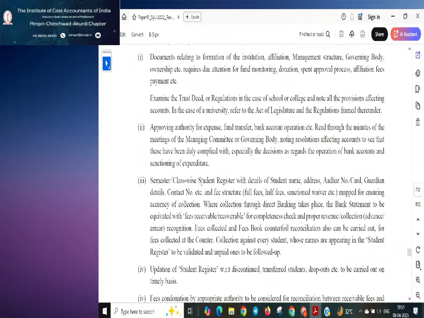Semester or class-wise student register with details of student name, address, Aadhaar card, all these things are mandatory, mapped for ensuring accuracy of collection. So sometimes the educational institution face problems wherein they are not able to recover the fees from the students. So even that kind of a default can actually make the organization fail or struggle to manage its expenses, because there is loss of revenue. So collection, how they have things in place, like they cannot be promoted to the next level unless the fees is settled. So if this process is in place, then people won't default.